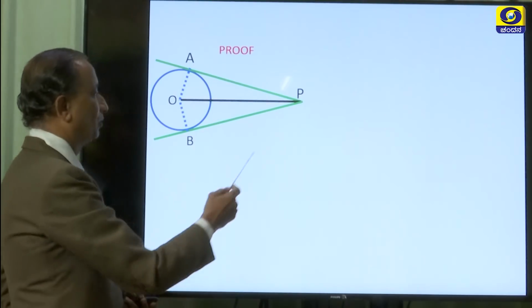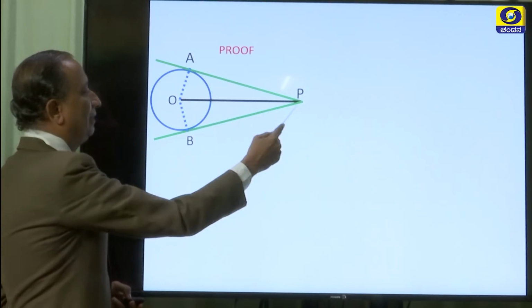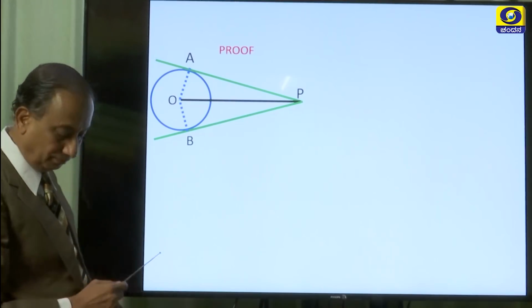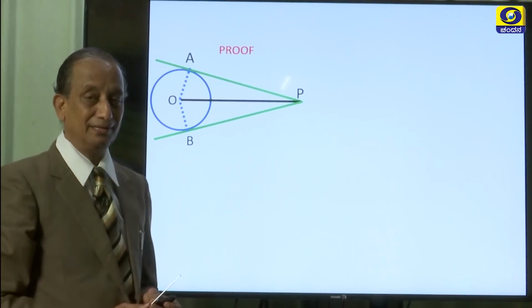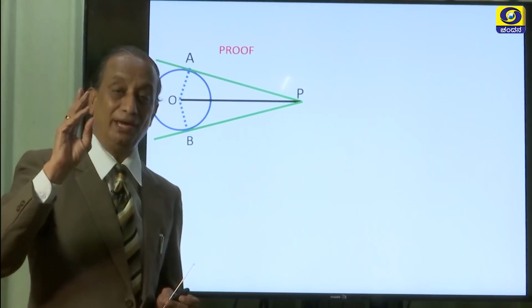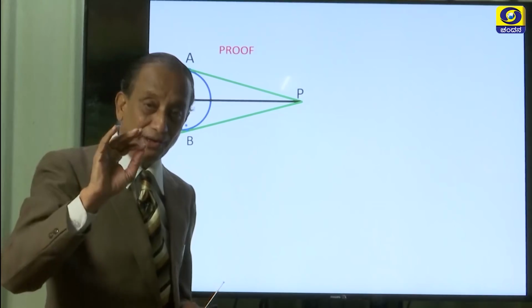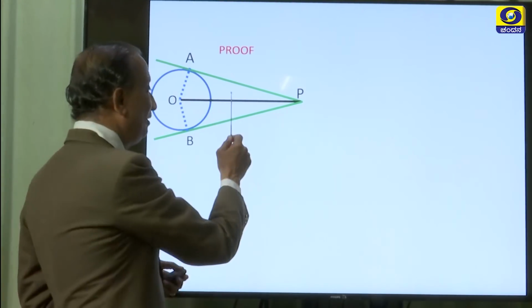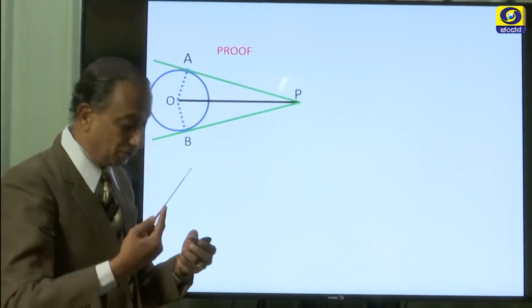Now the proof. So look at this figure carefully, children. How to show that the lengths of PA and PB, from here to here and here to here, are equal? You need to recall the 9th standard chapter on congruent triangles, in which we have told you SAS criterion, SSS, ASA and RHS also. So using the congruent triangle concept, we need to demonstrate that these two triangles are congruent. So how to do it?